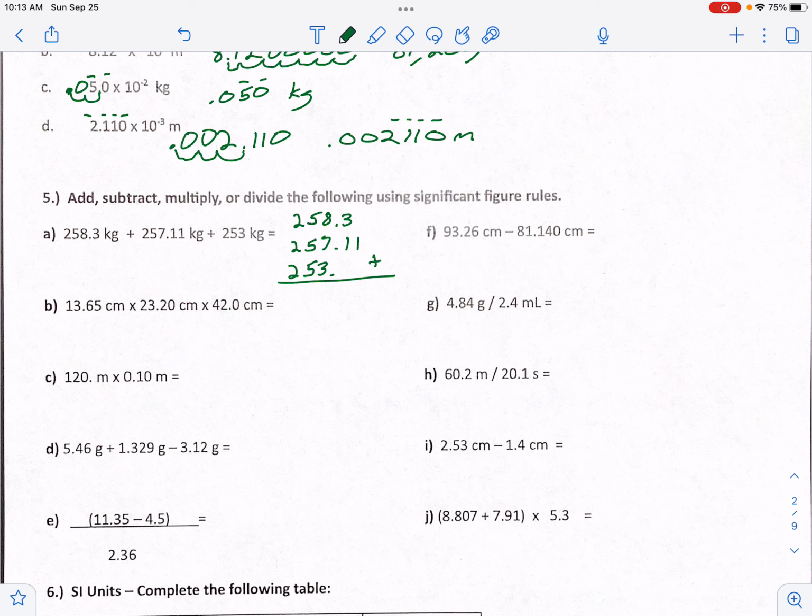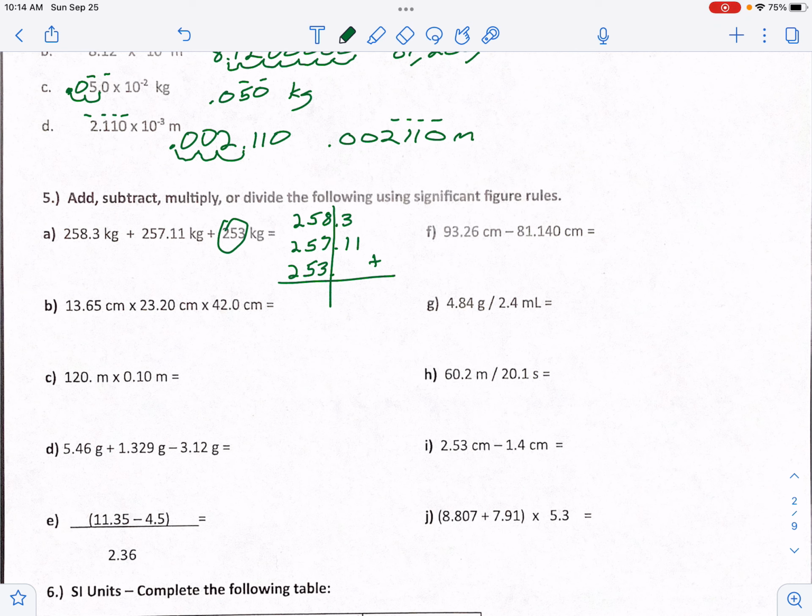So what I would do is I'd add these up, but when it comes to adding and subtracting, you have to go by the least accurate number. And what I mean by least accurate is basically it has the least amount of decimal places. The further you go to the right, like into the decimals, the more accurate you are. So if I was to choose which one of these is the least accurate, I would choose 253 because it doesn't even have any decimals. So that means I have to stop just past that 253. I cannot go any further than that ones place.